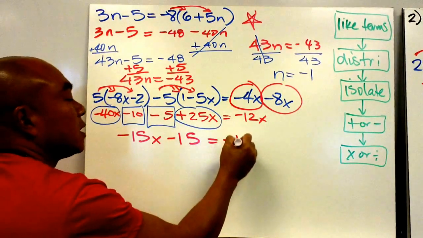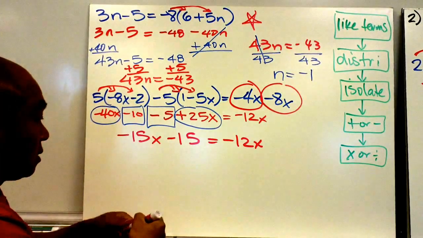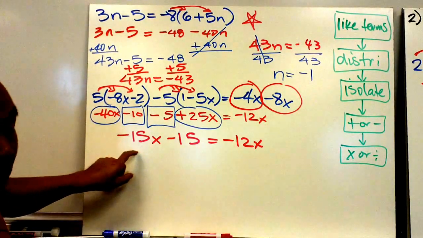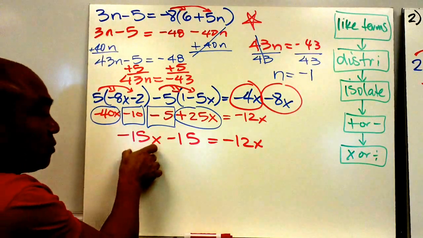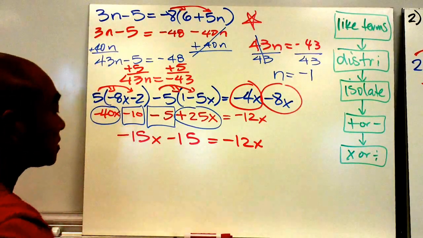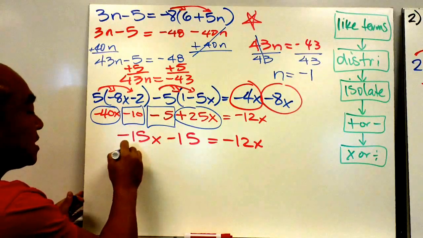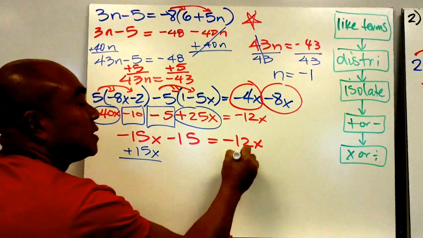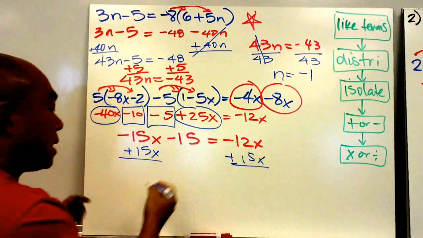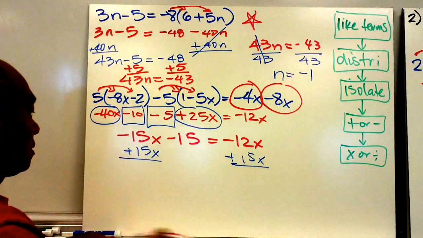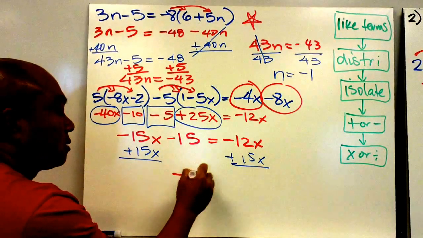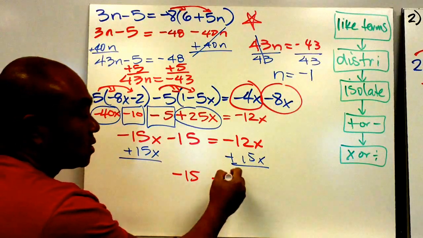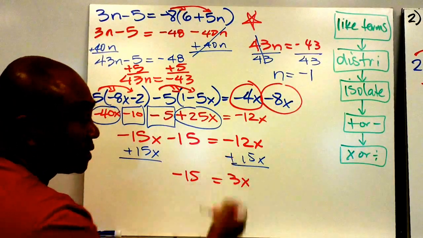And that's going to be equal to negative 12x. Now, looking at these two numbers over here, I would probably get rid of the negative 15x, just because when I move this over, it makes it a positive x, which is what we want. It's just easier. So I'm going to add 15x here, add 15x here. I now have minus 15, or negative 15. Here I have negative 12x plus 15x, which is going to give me 3x, positive because the 15 is larger.